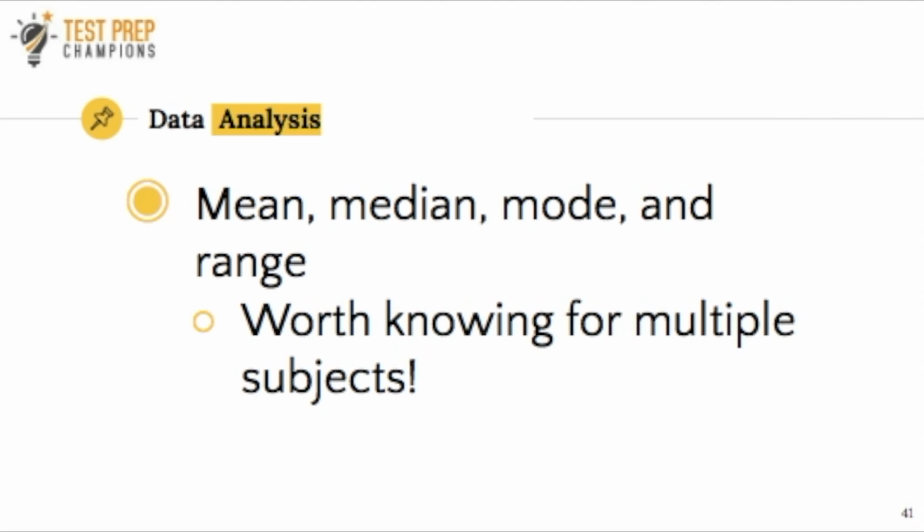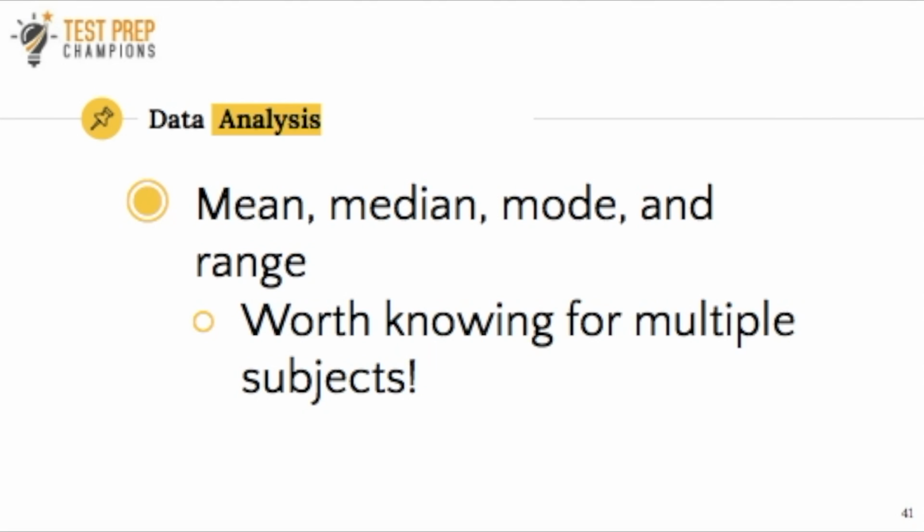Now, another common question is the data analysis question, or questions. You might get multiple data analysis questions. If I had to pick one topic to recommend for everybody taking the GED test to know, one topic that you're most likely to face at some time during your GED test taking, that topic would be mean, median, mode, and range.